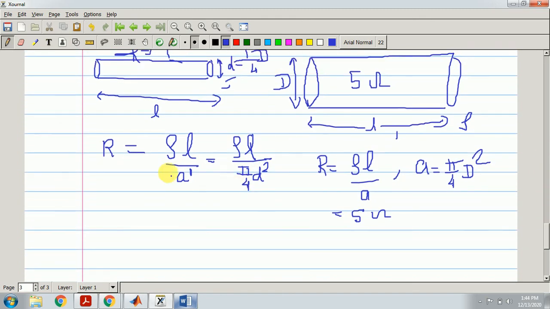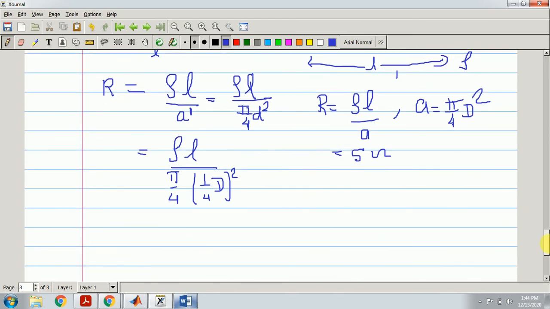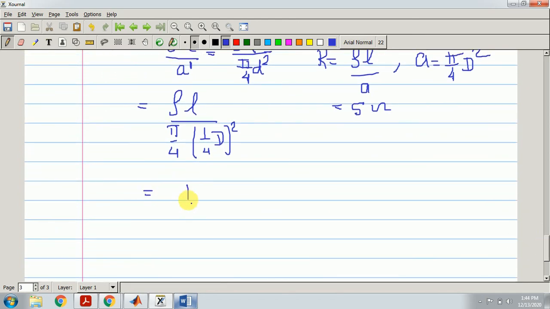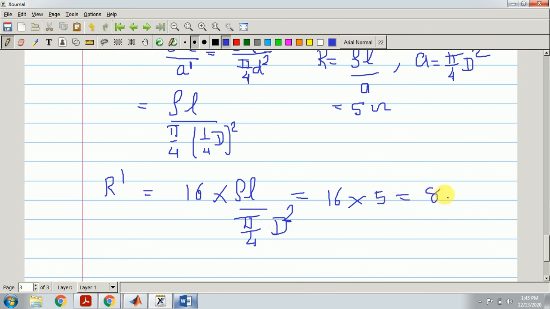Now see, the diameter is 1/4 of this diameter, so when I substitute this, rho L upon pi/4 and 1/4 of the previous dia raised to square. So what does it give me? This gives me 16 times rho L upon pi/4 into d square. What it really means is that this resistor will be 16 times higher than the previous resistor value, and this resistor value is 5 ohm, so this is 80 ohms.